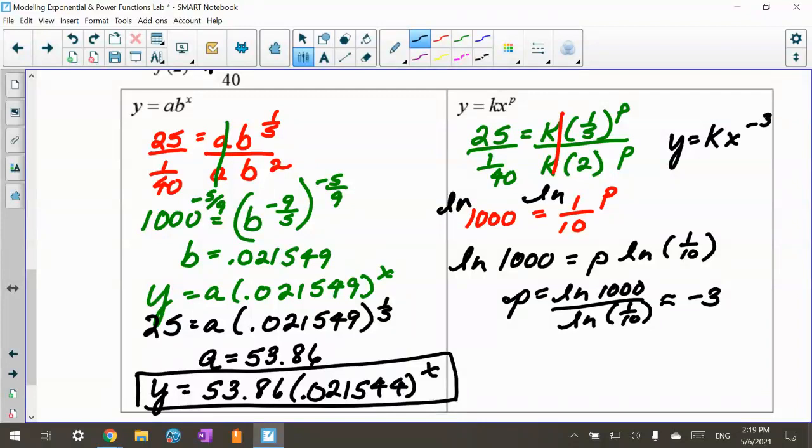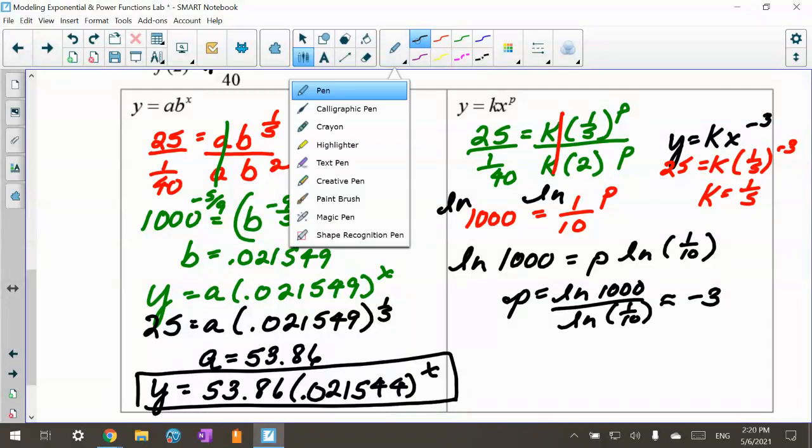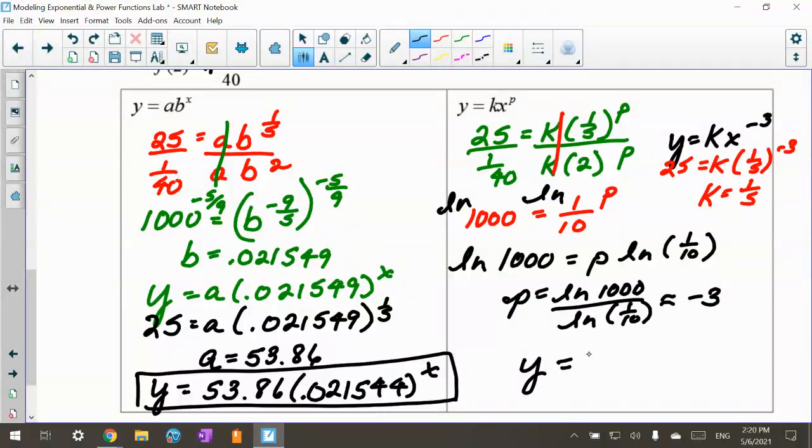So now we have to find the constant. All I did was plug in the point 1/5, 25 in there. So 25 equals k times 1/5 to the -3. They're hooked to the k by multiplication, so I'm going to divide 25 by 1/5 to the -3. And when I do, I get k comes out to be 1/5. All right, so this actually comes out to be a nice little one. It looks a little bit nicer than the exponential. y equals 1/5 x to the -3. And that is our formula, and that's the last one on this.